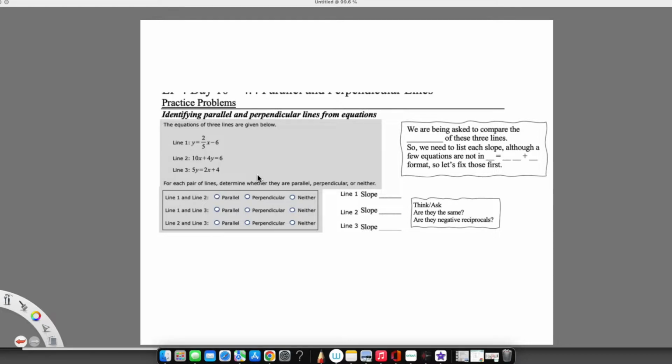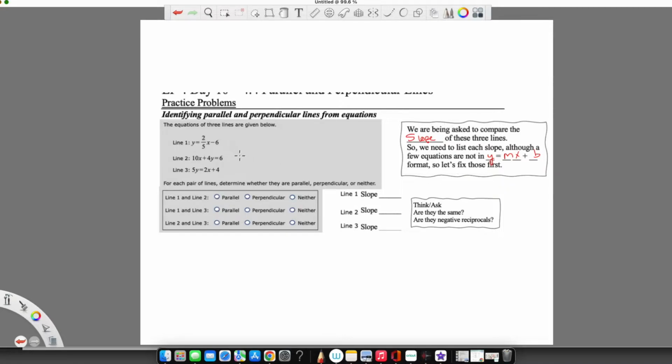All right, so we are being asked to compare the slopes because that's how we're going to know, is it parallel or perpendicular? What is the slope of the three lines? That's what we need to find. So we need to list each slope, although a few equations are not in y equals mx plus b or point slope if we had that. So let's fix those first.